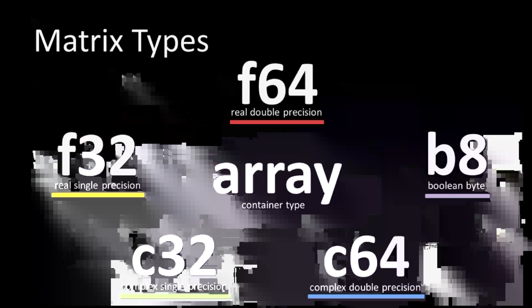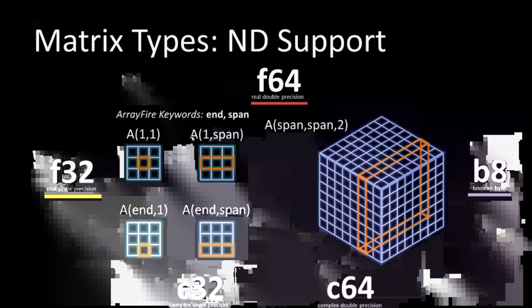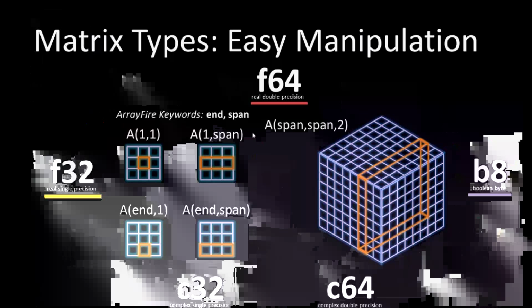Under the hood, there's one array container that you saw, and under the hood there can be one of many types. There could be 32 and 64-bit floating point. It can be complex, double and single precision, or Boolean, and we also have integers, signed and unsigned. You can represent vectors, matrices, volumes, 4-dimensional, N-dimensional data. And then you can reference subregions of arrays and matrices.